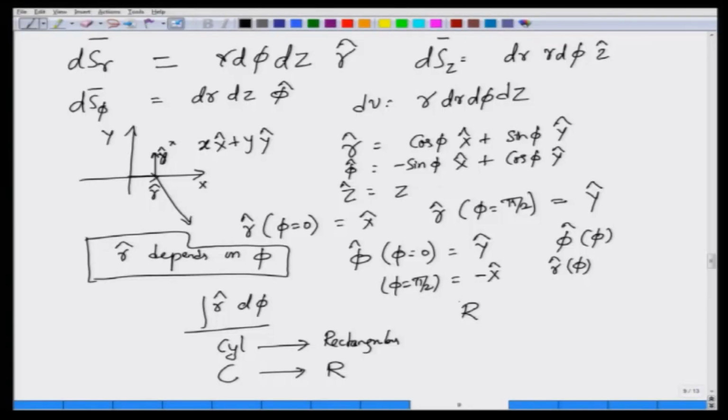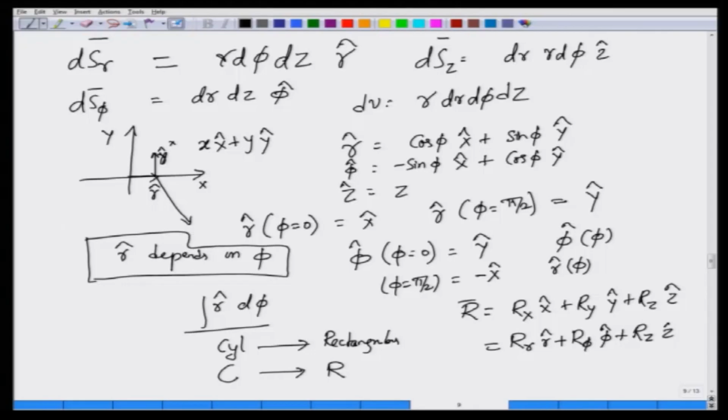Suppose that vector is r, and I can write this vector r as consisting of 3 vectors. I can resolve this vector r as rx x hat plus ry y hat plus rz z hat. The same vector in the cylindrical coordinate system can also be written as r_r r hat, where r_r is the component of the vector r along the radial direction, plus r_phi phi hat plus rz z hat. You can guess from intuition that rz will be equal to rz in both cases, and you will be right. However, we will now be interested in rx, ry, r_r and r_phi.